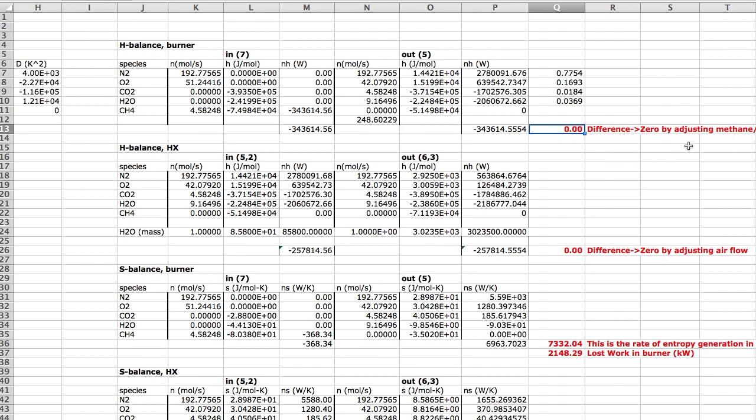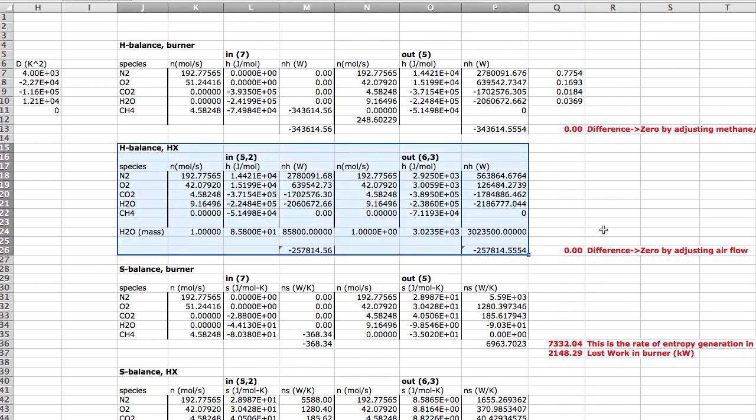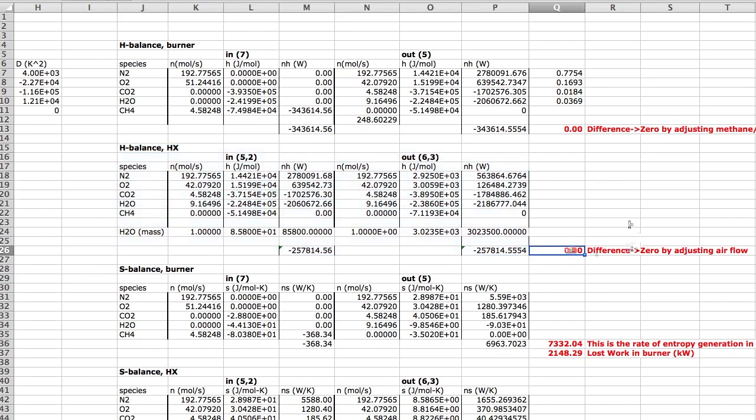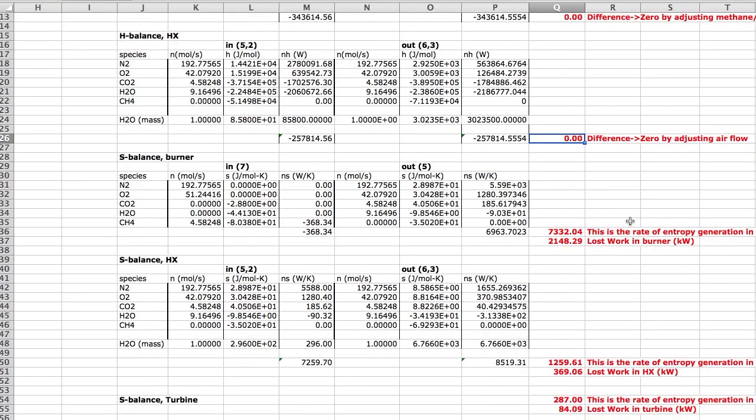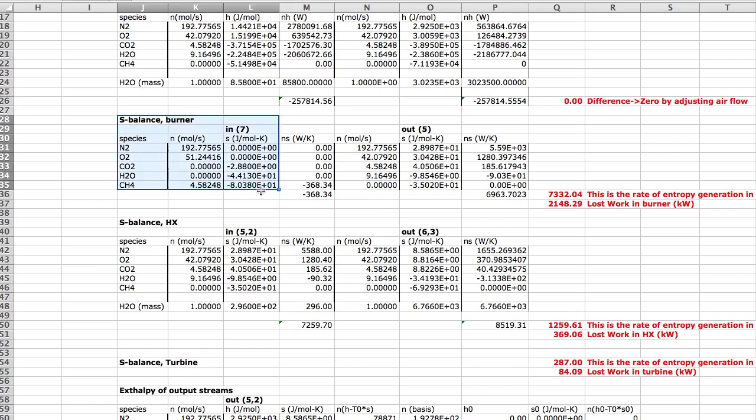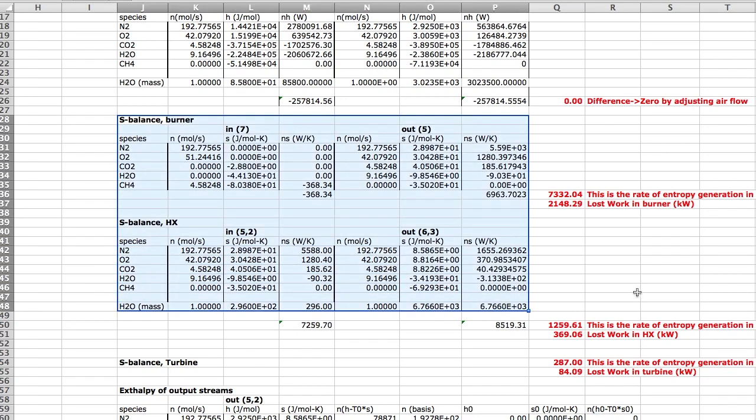Moving down, we can likewise use an enthalpy table for solving the energy balance on the heat exchanger. Since this unit is also adiabatic, what we're doing here is specifying all the inlet and outlet temperatures and then adjusting the total airflow until the energy balance is obeyed. With all the flows established, we can then do a second law analysis on the combustor and heat exchanger to determine the entropy generation and lost work in those units.